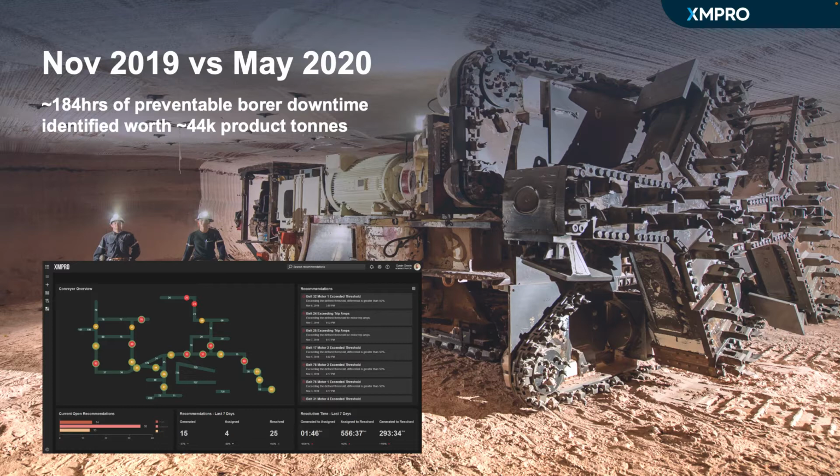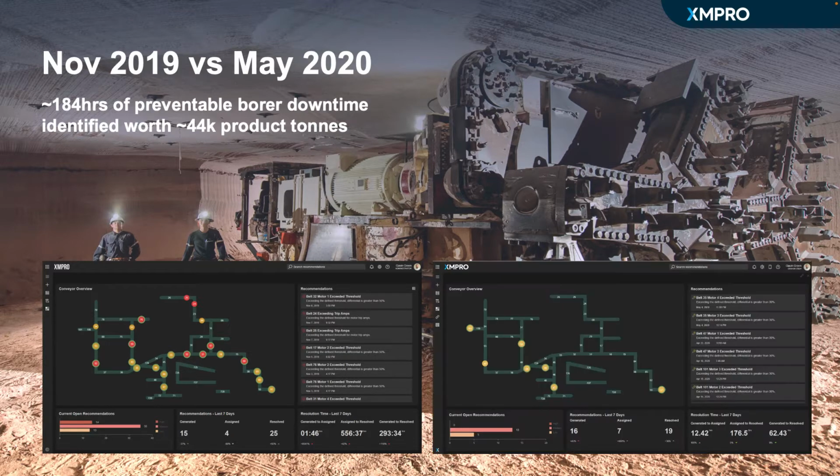This common operating picture is a simple London tube map style representation of the underground conveyor system. At the start of the project, the XMPro recommendation engine identified many high and medium severity events that needed to be responded to before the motor protection would trip and stop the conveyor system. 5 months later, the picture changed drastically.